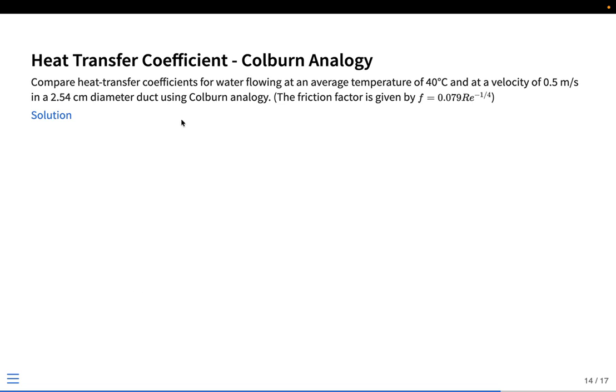There is only one value here, so there is no point in comparing. So you have to compute the heat transfer coefficient for water flowing at an average temperature of 40 Celsius and a velocity of 0.5 meter per second using Colburn analogy.